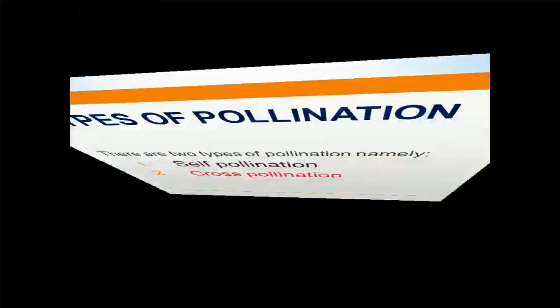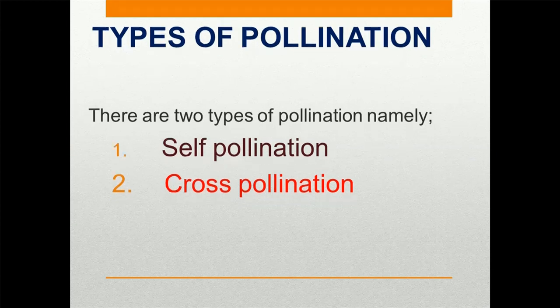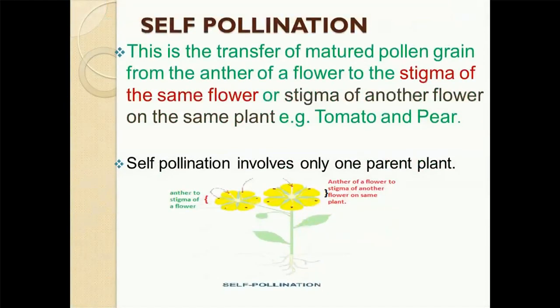So, let's talk about the types of pollination. There are two types of pollination, namely 1. Self-pollination, 2. Cross-pollination. And so we are going to start by looking at self-pollination. Now, what is self-pollination? This is the transfer of matured pollen grains from the anther of a flower to the stigma of the same flower or to the stigma of another flower on the same plant. And so self-pollination can occur in tomato and pears and so on.